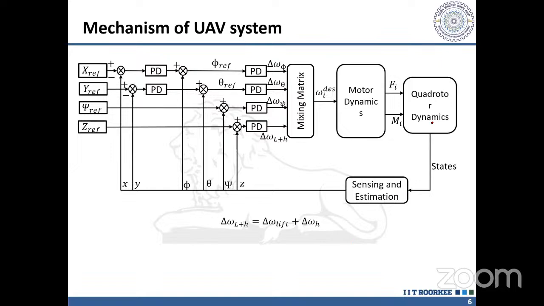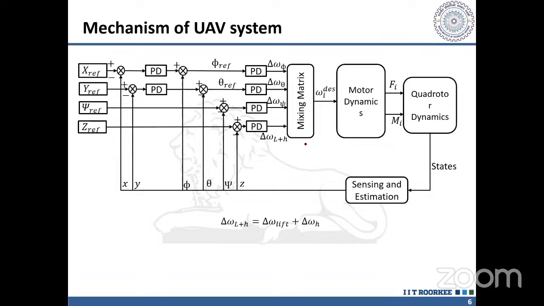So here, this is the quadrotor dynamics. We are generating the motor dynamics, Fi and Mi, from the motor dynamics and providing them to the quadrotor dynamics. We generally prefer the mixing matrix approach for this application. In the mixing matrix approach, you can see if any UAV system needs to move in a left direction or right direction, or in pitch or roll.